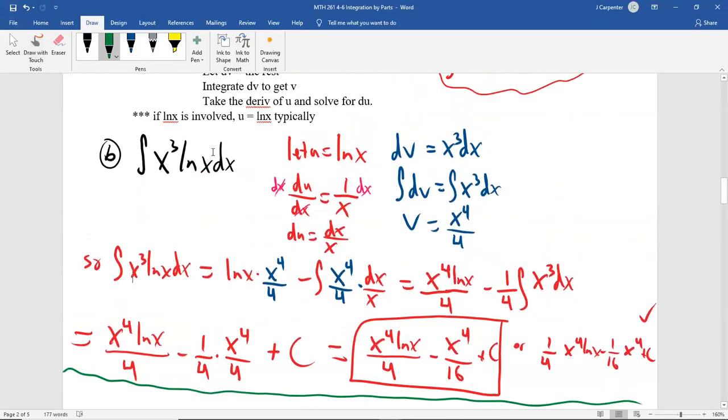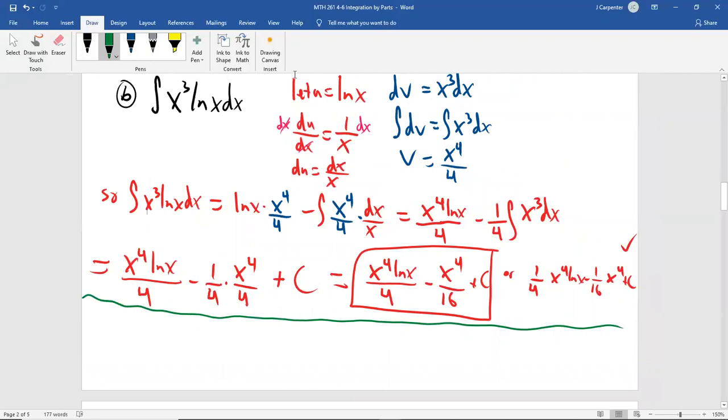All right, so here's our original integral, the integral of x cubed natural log of x. What if you did this the other way? So what if you said, let u be the x cubed, and you said, let dv be everything else, which would be the natural log of x dx. Now, this is not a typical substitution.